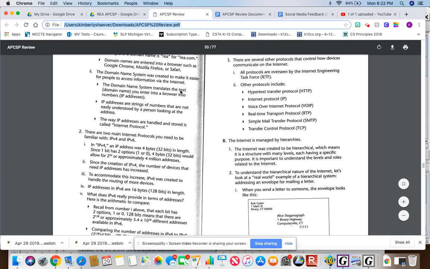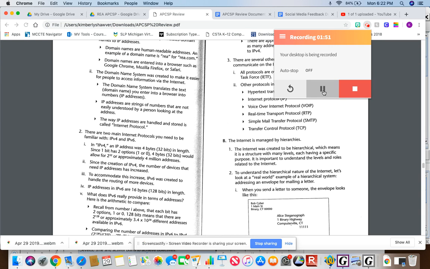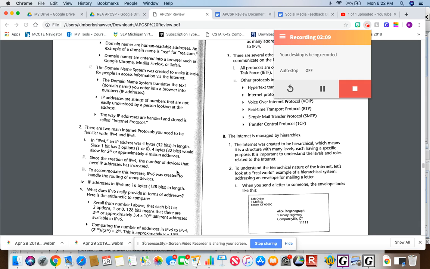The DNS translates the text like rea.com into an IP address. IP addresses are strings of numbers that are not easily understood by a person looking at the address. The way IP addresses are handled and stored is called the Internet Protocol.